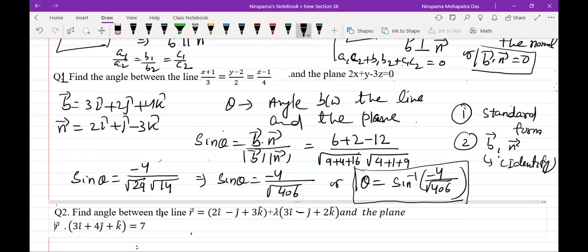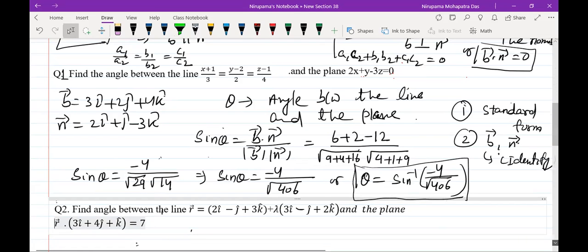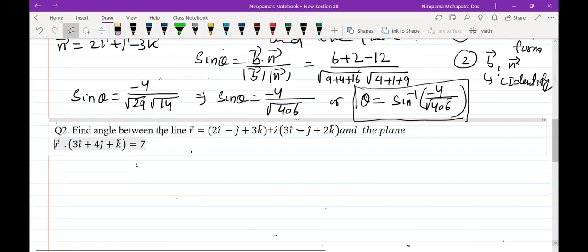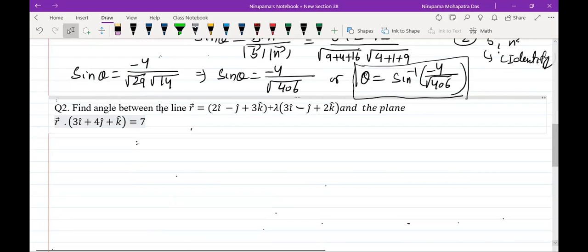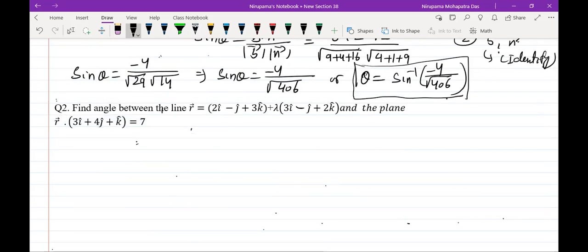Is it clear? So we are directly applying the formula. Step 1, check whether we are given the line in standard form or not. Once we check that, we can identify b and n, and after b and n we can apply the formula, then find theta. Second question: find the angle between the line r equal to 2i minus j plus 3k plus lambda into 3i minus j plus 2k and the plane r dot 3i plus 4j plus k equal to 7.